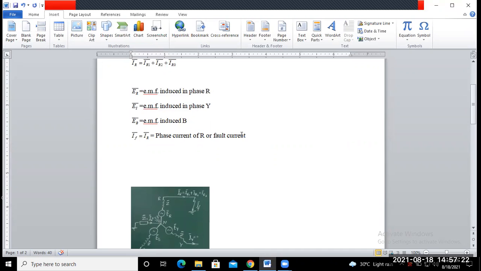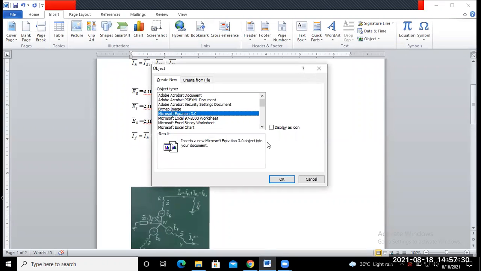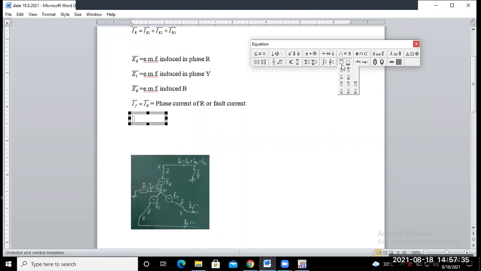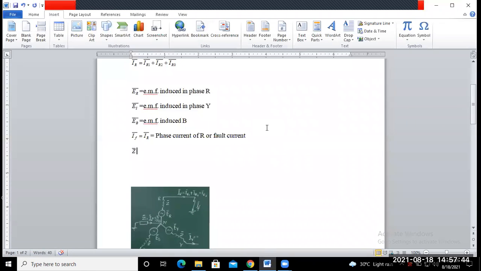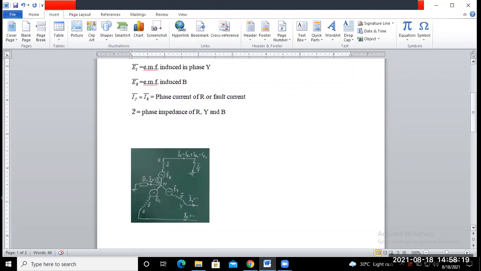Z is the phase impedance of R, Y and B. And Zn is the neutral point grounded with impedance Zn.